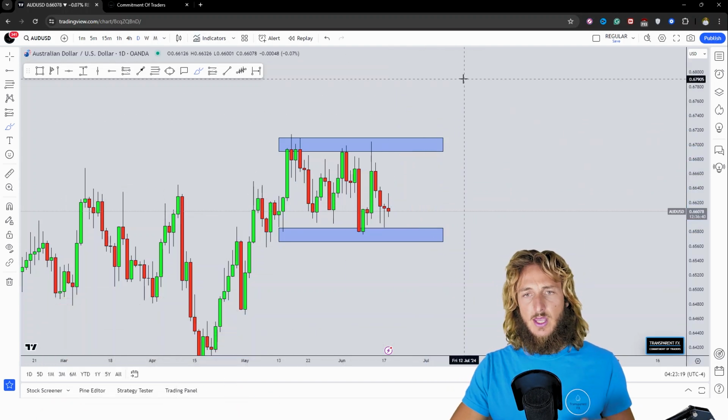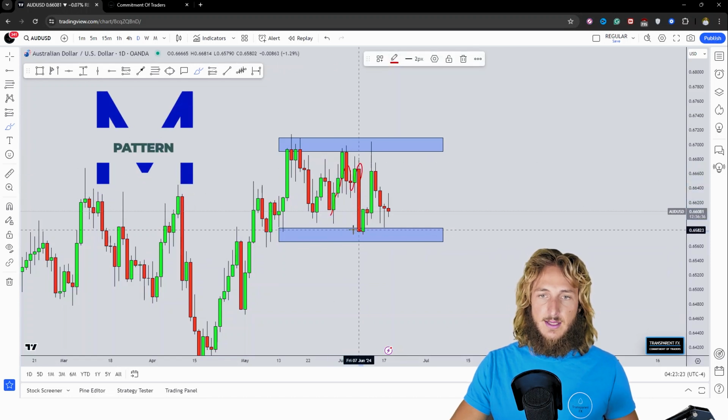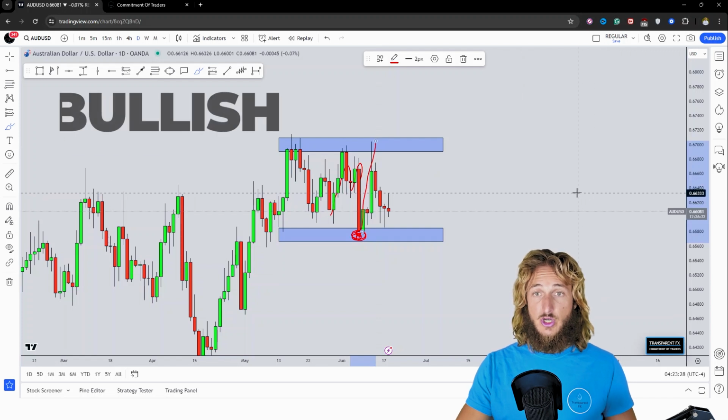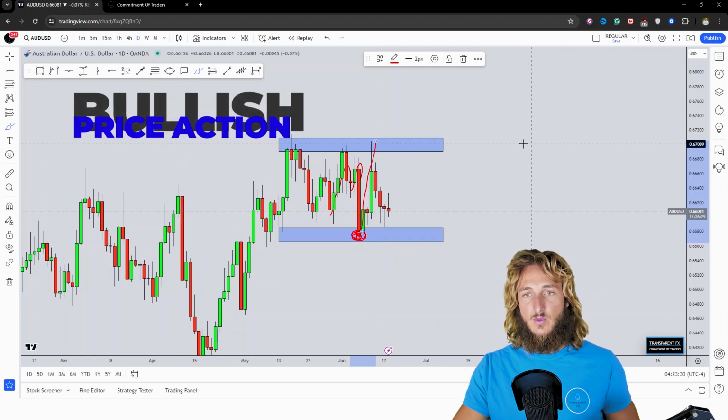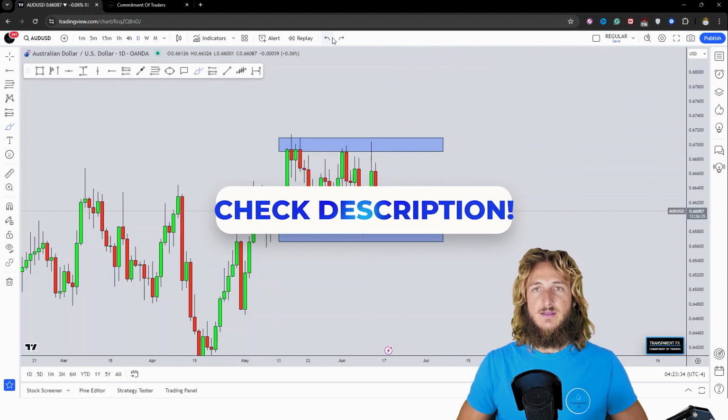I also spoke about AUDUSD just a few days ago after the market created this M pattern and was here. And from here, I explained all the reasons for which we could expect this rejection to the upside. And in fact, that is exactly what the market gave us. And by the way, I will link in the description that previous analysis, so you can go and check it out for more free education.